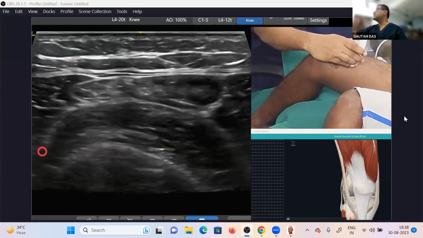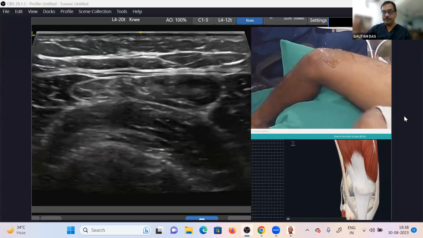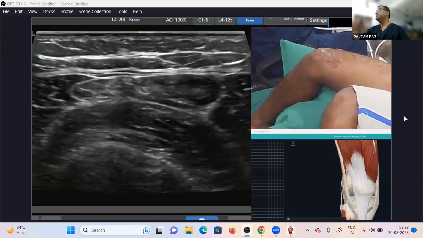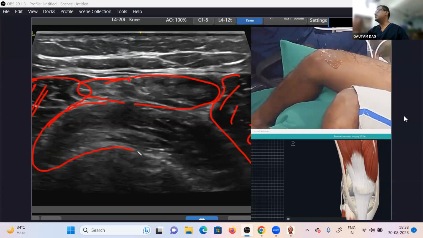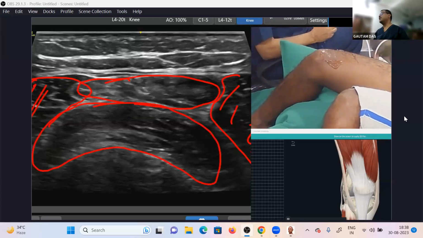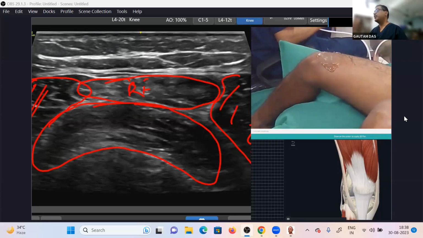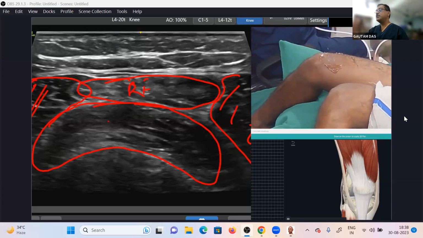What are these 4 muscles? This muscle is your vastus lateralis. This muscle is your vastus medialis. This muscle is your rectus, and it's like a figure of 8. This muscle is vastus intermedius. This is your rectus femoris. Rectus femoris becomes tendinous first. Okay, and then this one, and then this one.